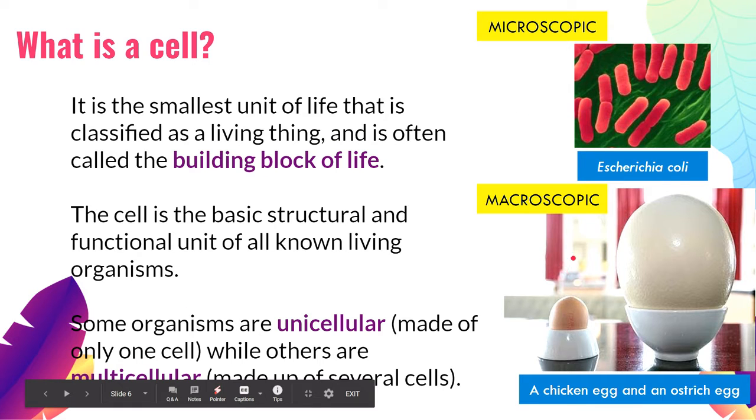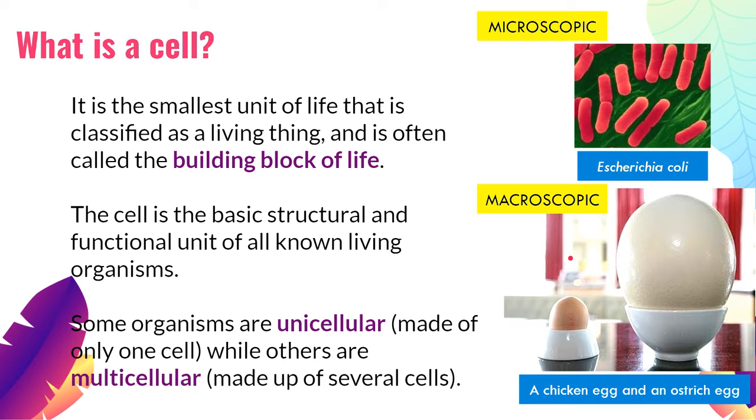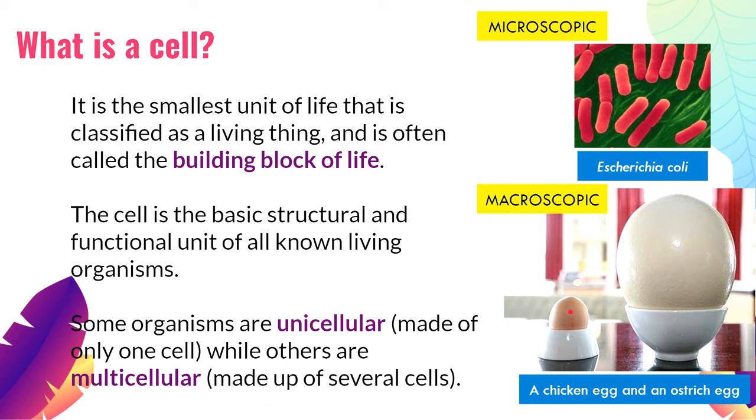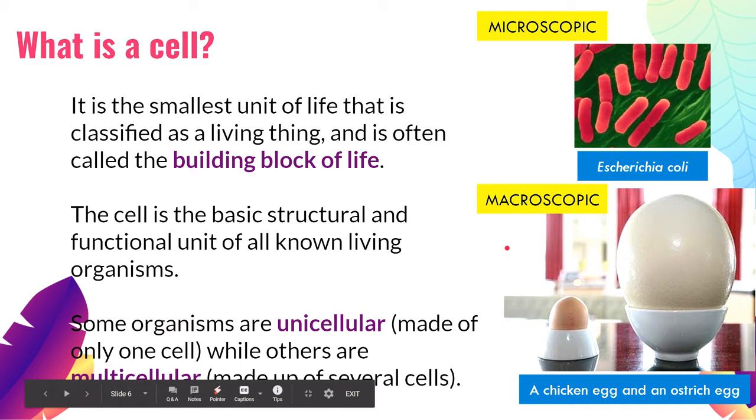While those cells that are big enough to be seen by the naked eye are called macroscopic, such as your chicken egg here, which is actually the egg cell of the chicken. They're big. We can see it. We even cook it and eat it. So that's one cell, but it's big. It's macroscopic. And the same with an ostrich egg. This is the egg cell of the ostrich. It's probably as big as your head, and it's just made up of one cell, but it's big, so it's considered a macroscopic cell.